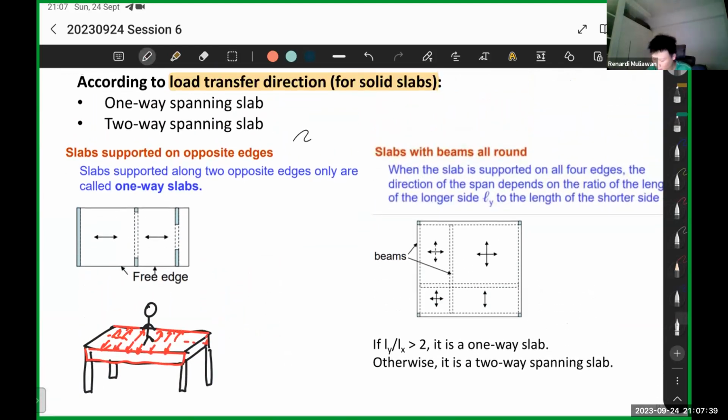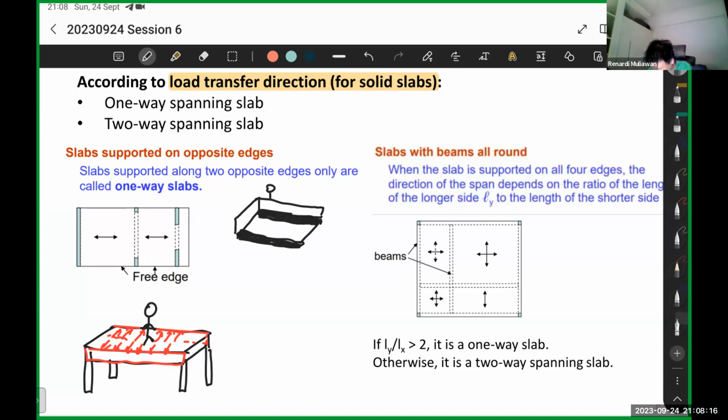Okay, then there are a few types of slabs also. There are slabs supported on opposite edges. So if you see here is a free edge. Let's say you were seeing the underside of the slab. Let's say this is your slab. This side is supported by a beam, and then this side is also supported by a beam. As a reference, that's the person on top.